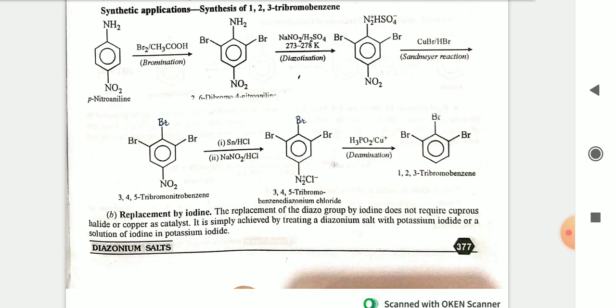Replacement by iodine. The replacement of the diazo group by iodine does not require cuprous halide or copper as a catalyst. It is simply achieved by treating a diazonium salt with potassium iodide or a solution of iodide in potassium iodide.